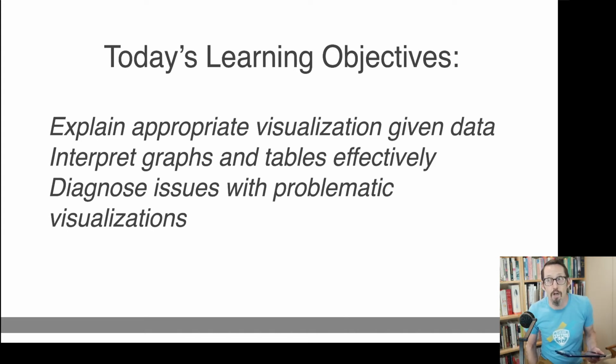Today's learning objectives: we're going to make sure that you can explain why you would use one viz instead of another for a particular kind of data. We want you to be able to understand and interpret graphs and tables effectively, and flip of that, be able to produce graphs and tables that other people can effectively interpret. We need you to understand how to interpret them so that you can think about what it's like to be in somebody else's shoes and try to interpret this mess of a graph that you just made. And we also want you to be able to diagnose what's problematic when you see it.